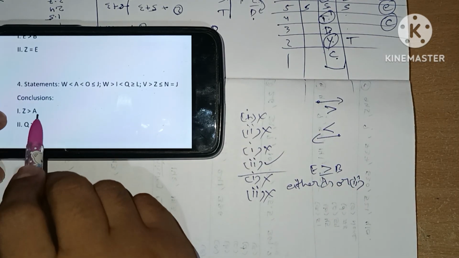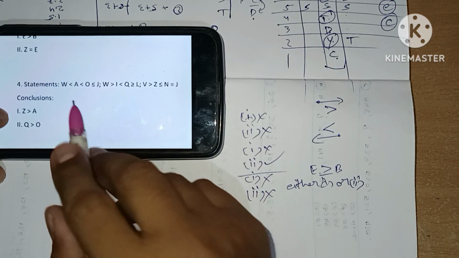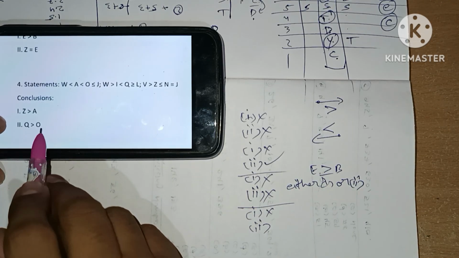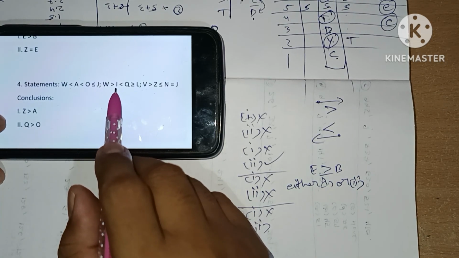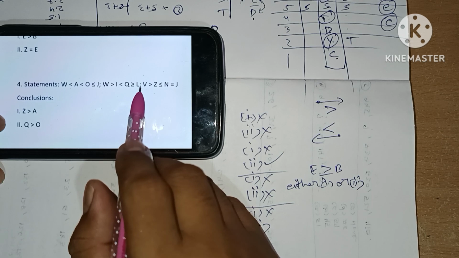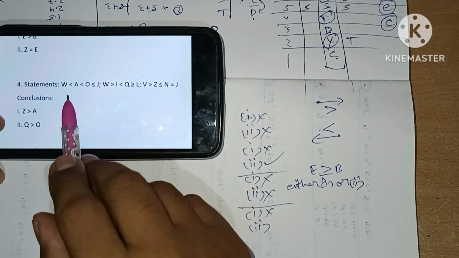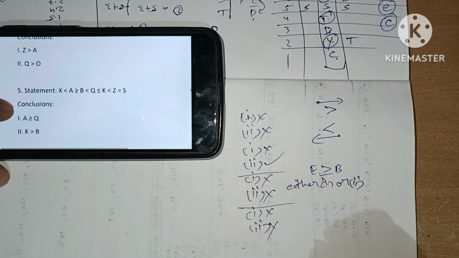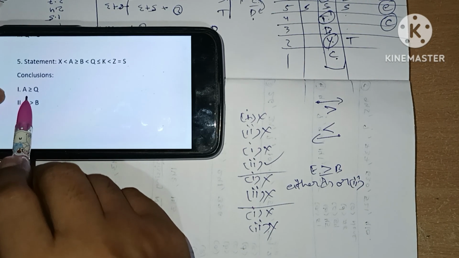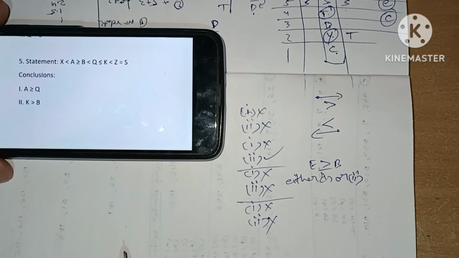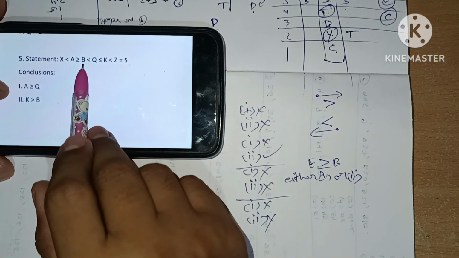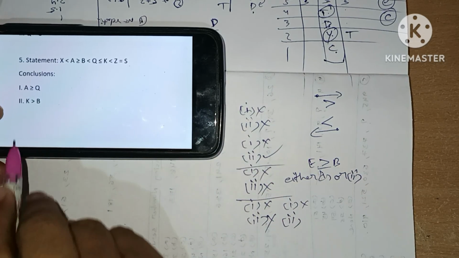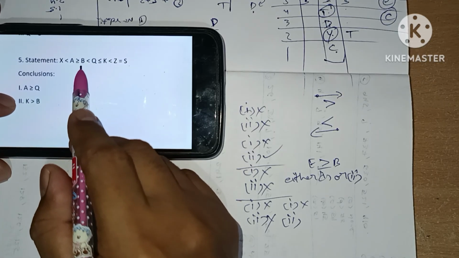Next, fourth question, the flow from Z to A, from Z there is no flow, so the first conclusion will be false. Second conclusion, the flow from Q to O, from Q we can reach IRL, but cannot reach O, so the second conclusion is false. Fifth question, the flow from A to Q with everywhere equals to, A to B is possible but cannot reach Q, so the first conclusion will be false. Second conclusion, the flow from K to B, from K we can reach B, so the second conclusion is true.